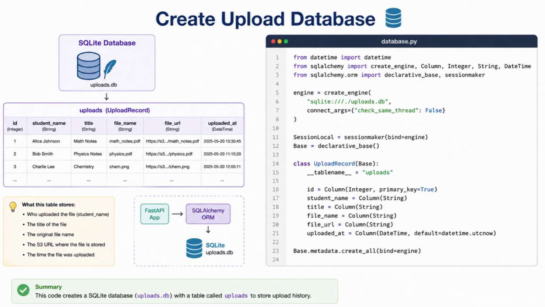Next, we create a small SQLite database. Every time a user uploads a file, we'll save information such as the student's name, file title, original file name, the S3 file URL, and the upload time. This gives us a complete history of all uploaded files.